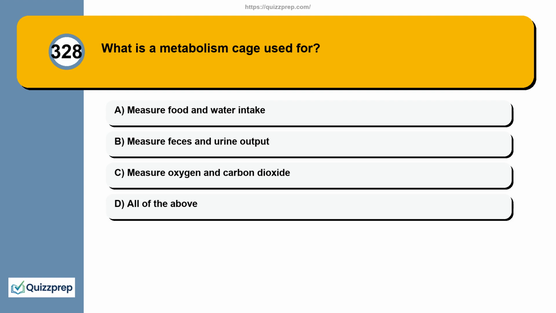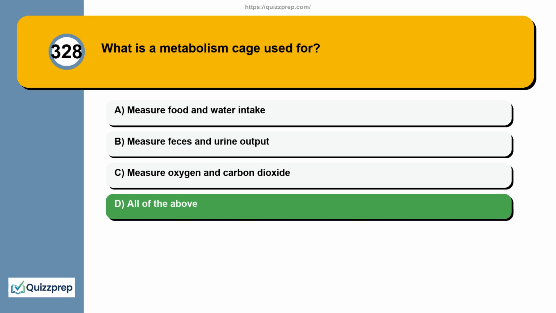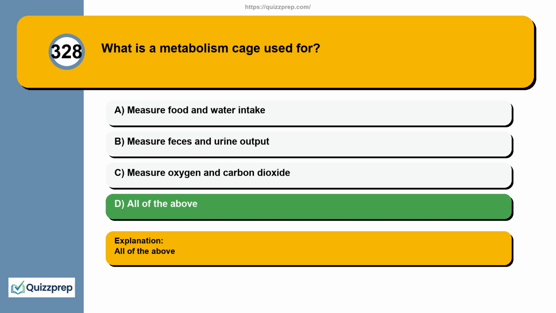Question 328. What is a metabolism cage used for? Option A. Measure food and water intake. Option B. Measure feces and urine output. Option C. Measure oxygen and carbon dioxide. Option D. All of the above. The correct answer is option D. All of the above.